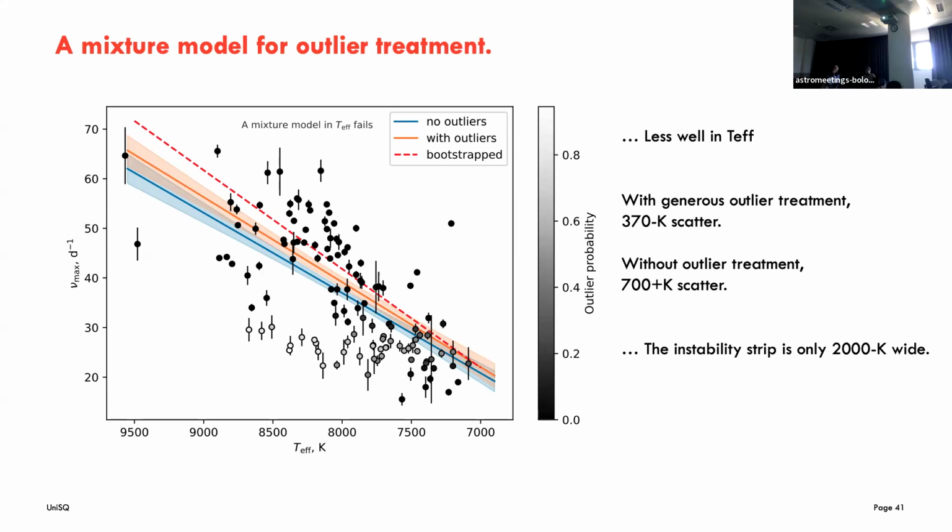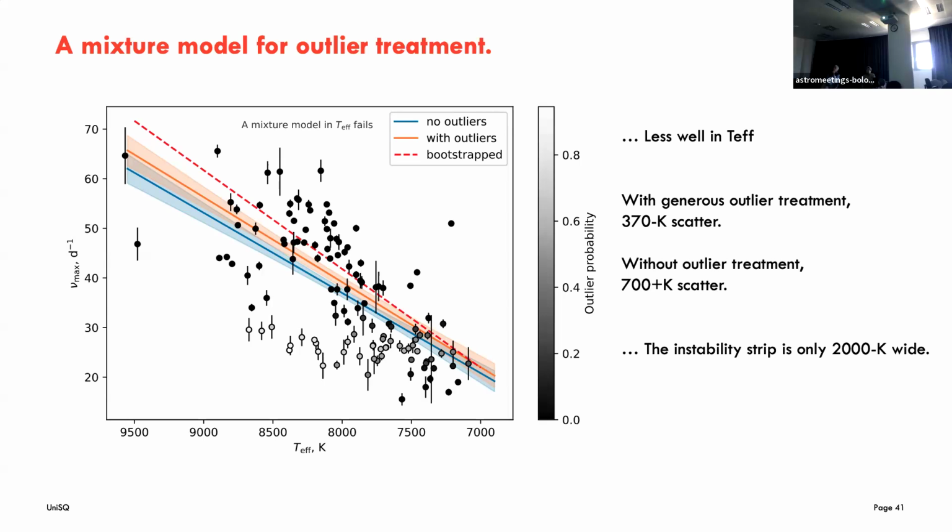But even with that generous outlier treatment, you end up with a 370 Kelvin scatter about this line, right? Without that generous outlier treatment, you end up with a 700 Kelvin scatter or more. But the instability strip's only 2000 Kelvin wide. So if at 1 sigma you're covering 1400 of that 2000 Kelvin scatter, like, what are you doing? That's not a useful relation, in my opinion.